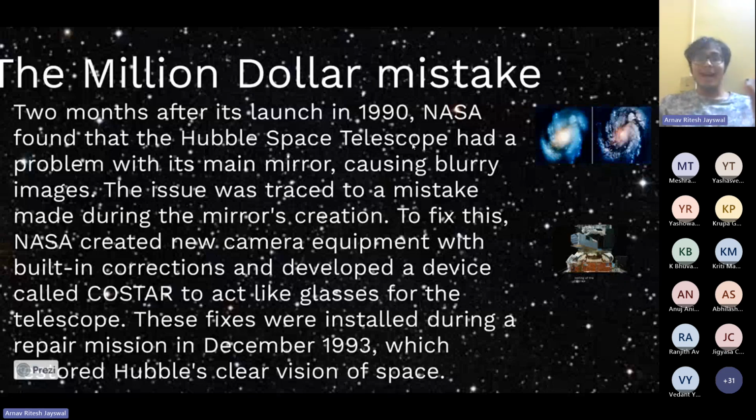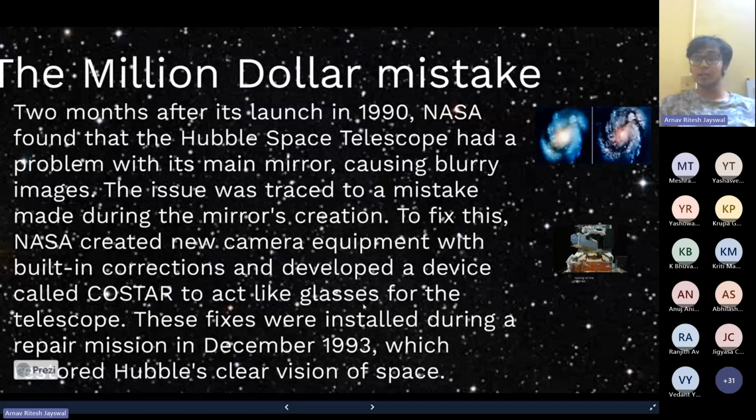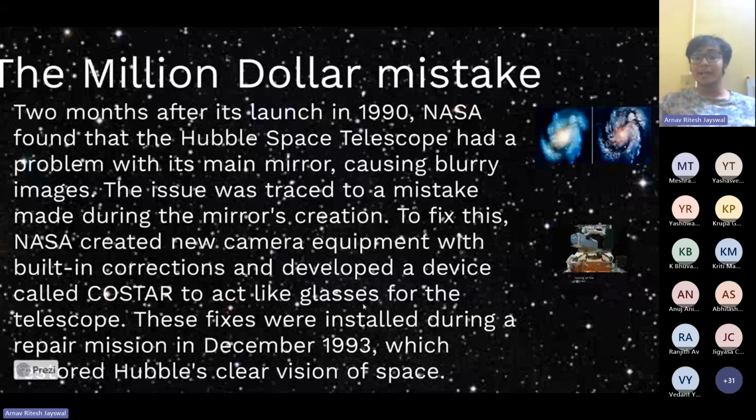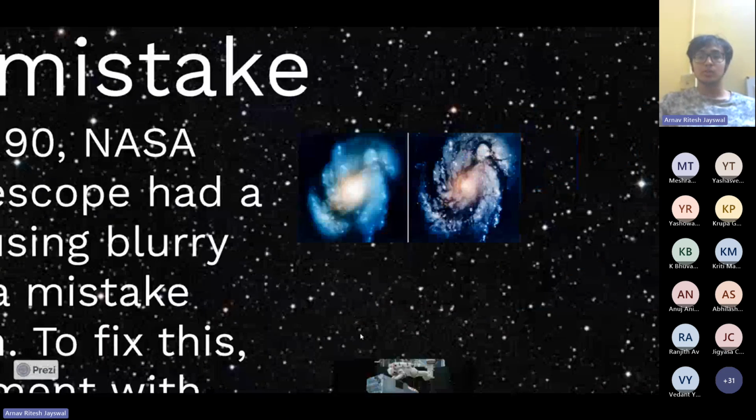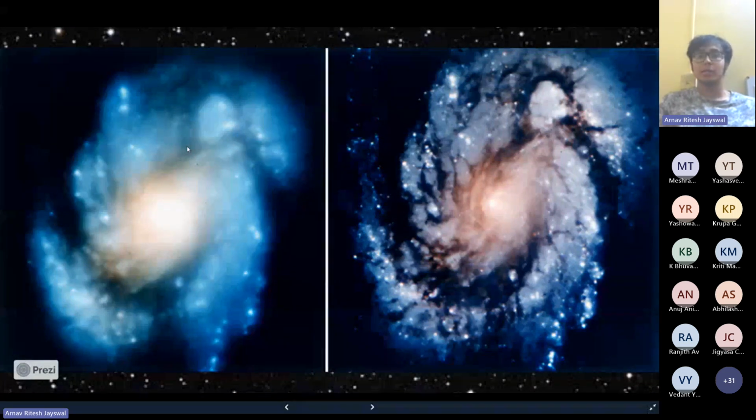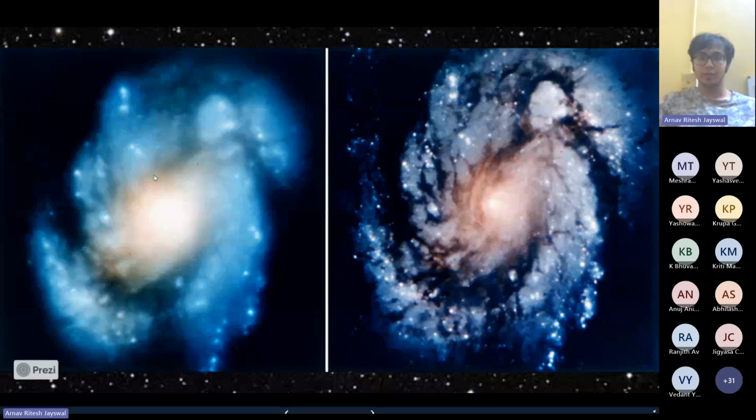So basically, it acted like glasses for the telescope, so that it would focus light well. These fixes were installed in almost a 7 hour long spacewalk at the Hubble Space Telescope in about 1993. And after which you can see, this was the image of a galaxy before the correction by COSTAR, and this is the image of the galaxy after. So you can see just the vast difference after the image correction.